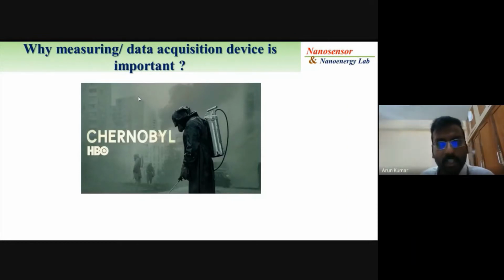Definitely, as a researcher, as a faculty, you should see this series so that you can understand the importance of being an engineer, especially an electronic engineer. You should know how to handle an instrument, especially measuring instruments. Now let me explain one incident and why I brought this up in this disaster scenario.